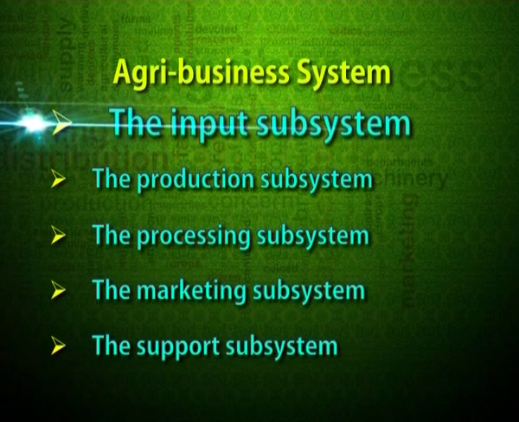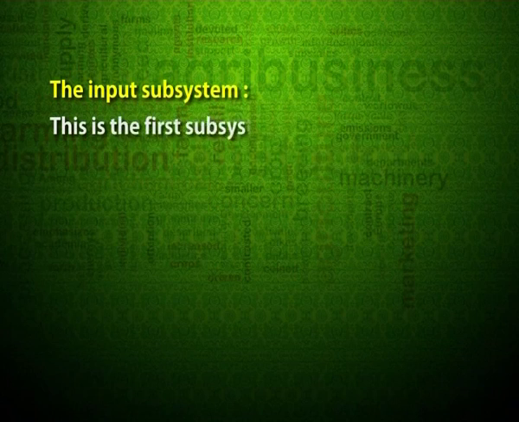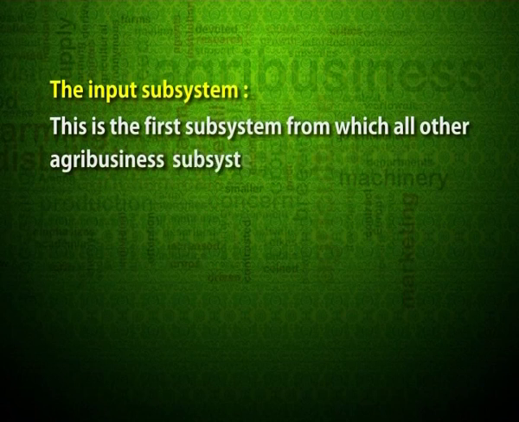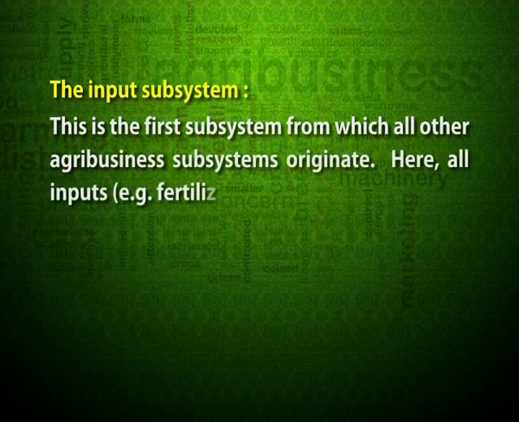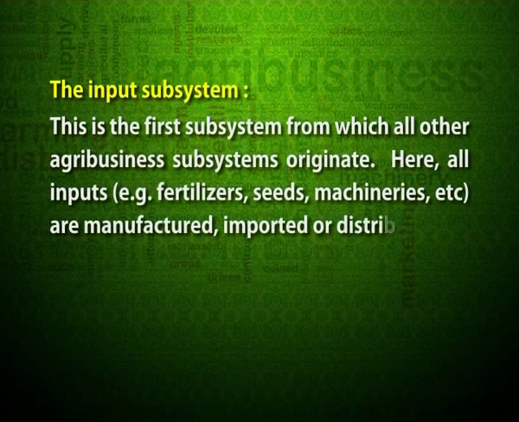The input subsystem. This is the first subsystem from which all other agribusiness subsystems originate. Here, all inputs, for example, fertilizers, seeds, machineries, etc., are manufactured, imported, or distributed.